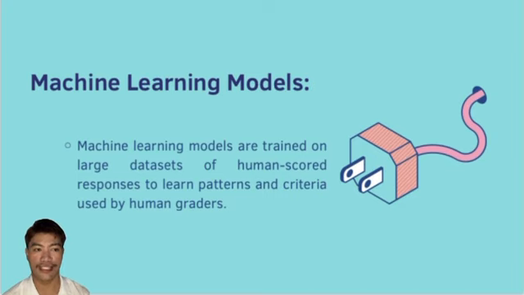Second, we have machine learning models. Machine learning models are trained on large datasets of human-scored responses to learn patterns and criteria used by human graders. These models can include supervised learning techniques where the system is taught using annotated examples.